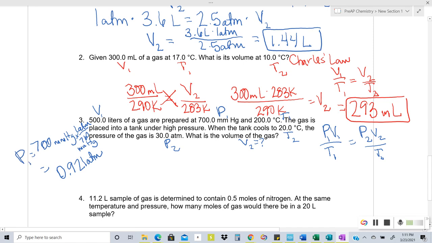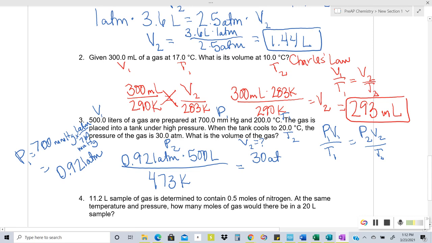So I've got 0.921 atmospheres times 500 liters, that's a lot, divided by 200 Celsius, but remember that needs to be in Kelvin, so we're looking at 473 Kelvin, equals, my new pressure is 30 atmospheres. I don't know V2, my new temperature in Kelvin is going to be 293 Kelvin.